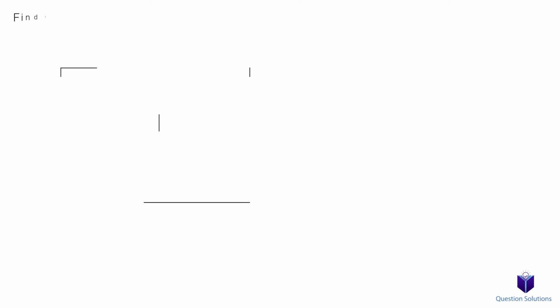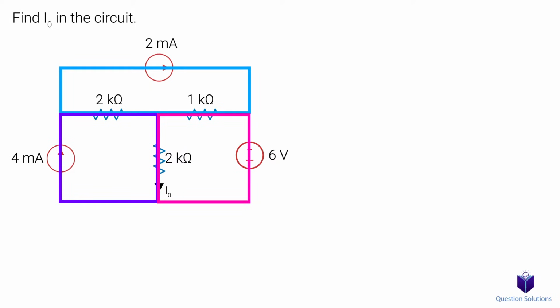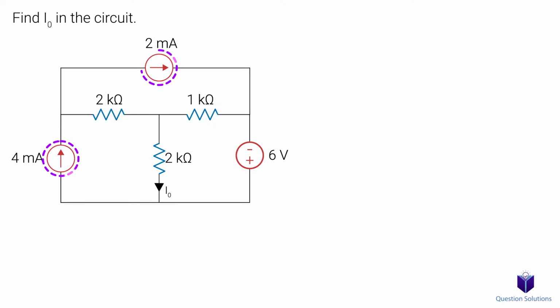Let's take a look at this question involving current sources and voltage sources. We need to find I0 in the circuit. We see there are 3 meshes, so we need 3 equations to solve for unknowns. Notice we have 2 current sources in these meshes, so we will assume the direction of our mesh currents to be the same as the current sources. For the other mesh current, we can pick clockwise.